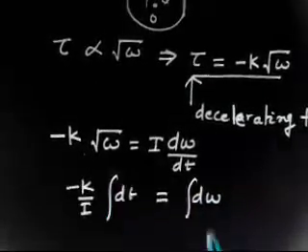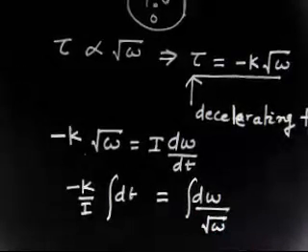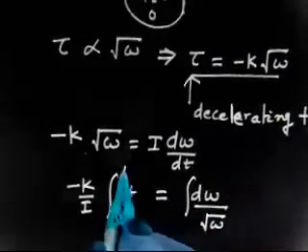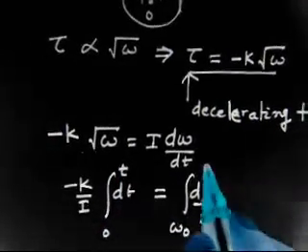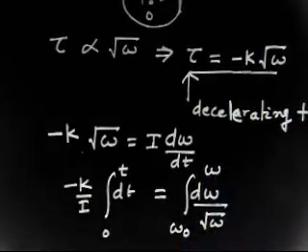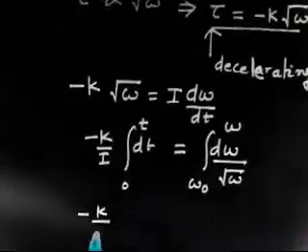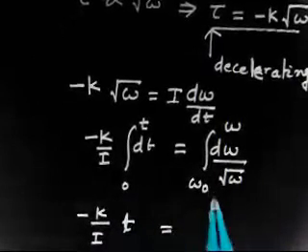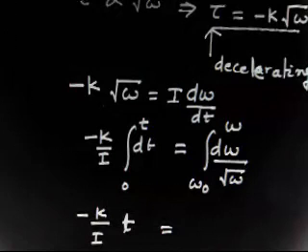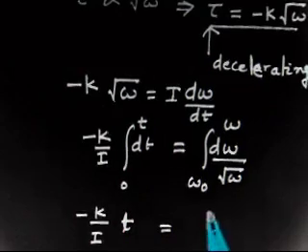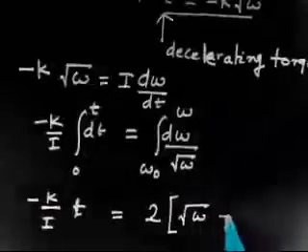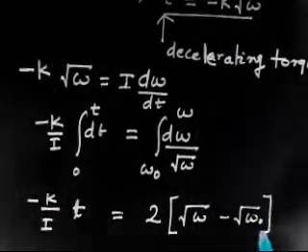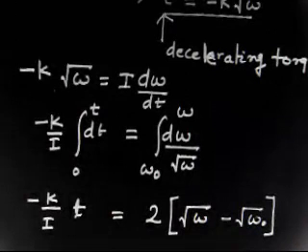Now if I integrate this, d omega by root omega, from 0 to time t, and from the initial angular velocity omega naught to omega. So what we will have? We will have minus k by I into t, and root omega will be omega to the power minus 1 by 2, so this will be omega to the power 1 by 2 divided by 1 by 2. So this is 2 under root omega, evaluated as 2 times under root omega minus under root omega naught. You can verify yourself. There is no mathematics here. This is simple integration.